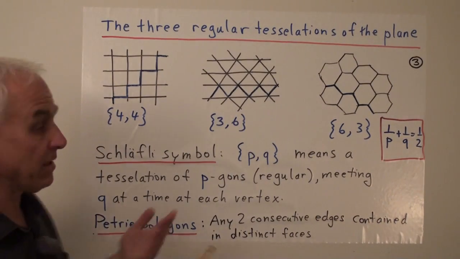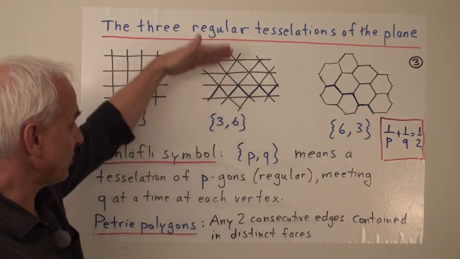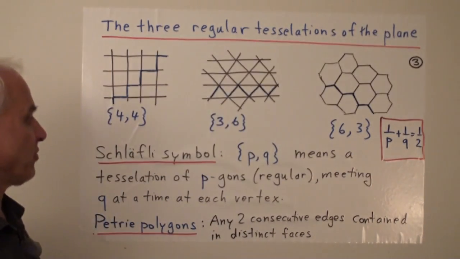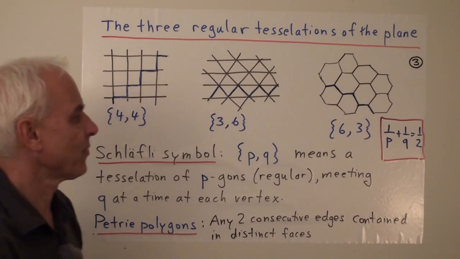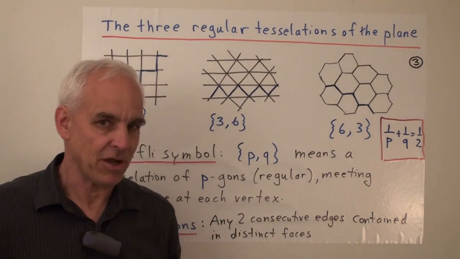And of course, there are many Petrie polygons for these tessellations. You can choose them in different directions, and up or down, and so on. So there's quite a few of them. So that's the kind of object that we want to look at in the case of the Platonic solids.